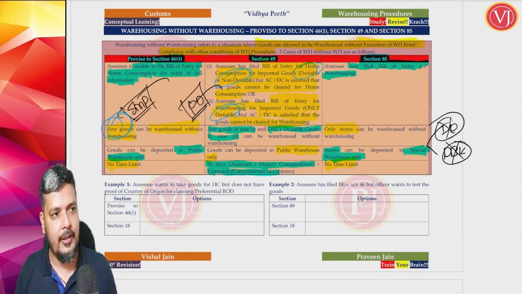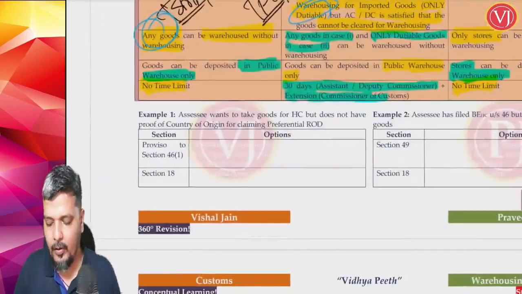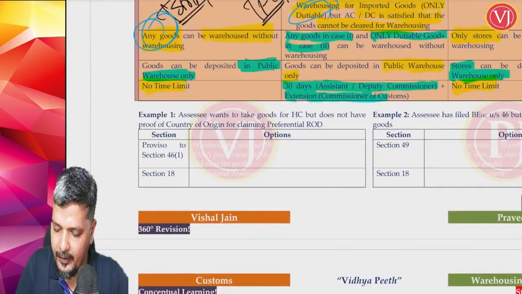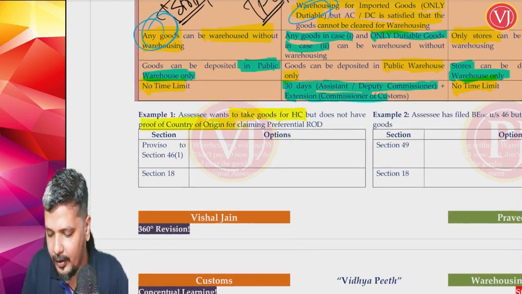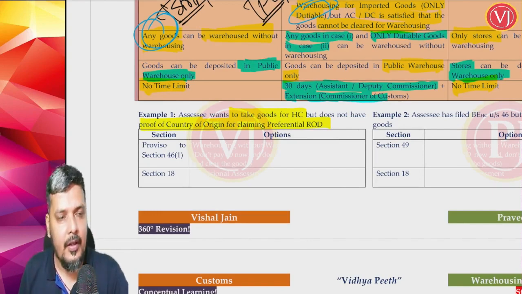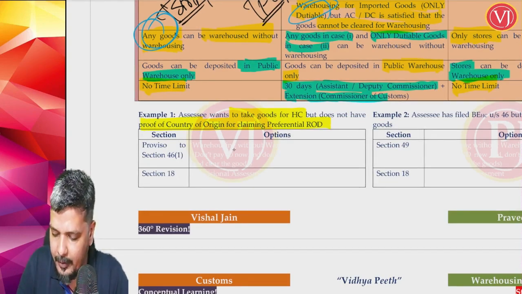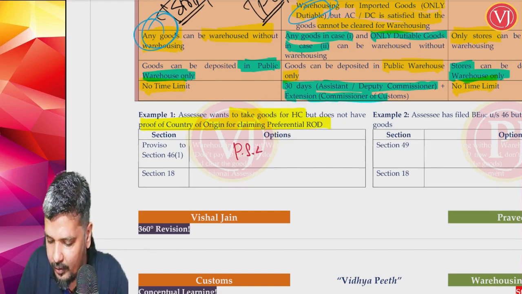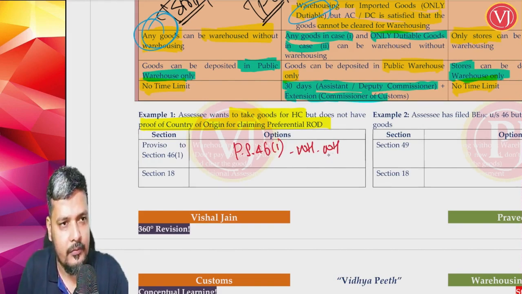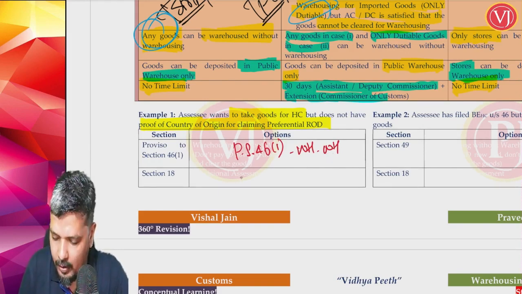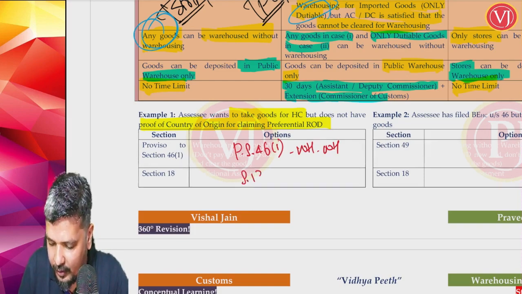Clear? So if at all I want to interlink provisions: if the assessee wants to take the goods for home consumption, but he does not have a particular proof, say a certificate of country of origin, either he can take the benefit of the proviso to section 46(1), warehousing without warehousing, or he can go for provisional assessment, section 18.